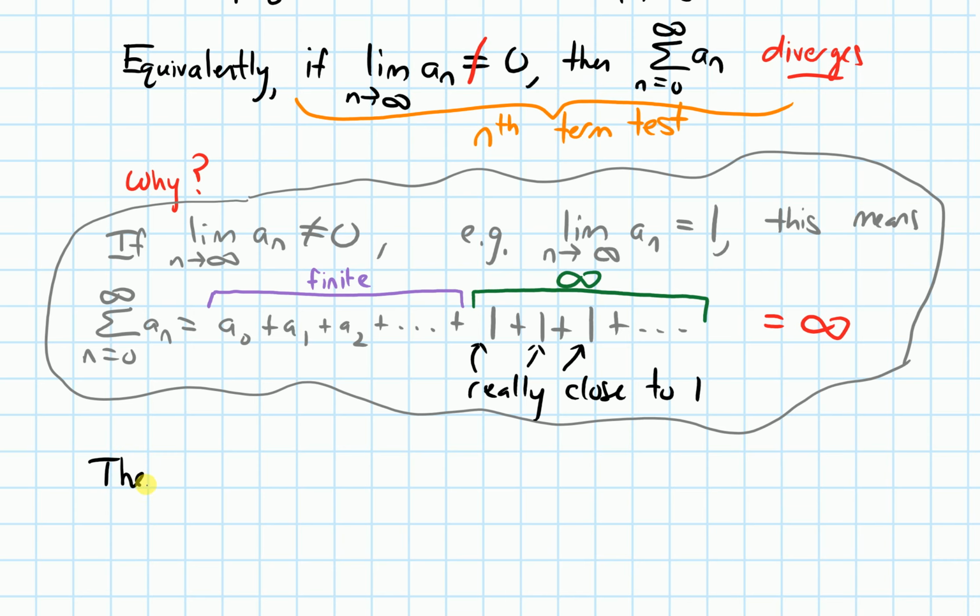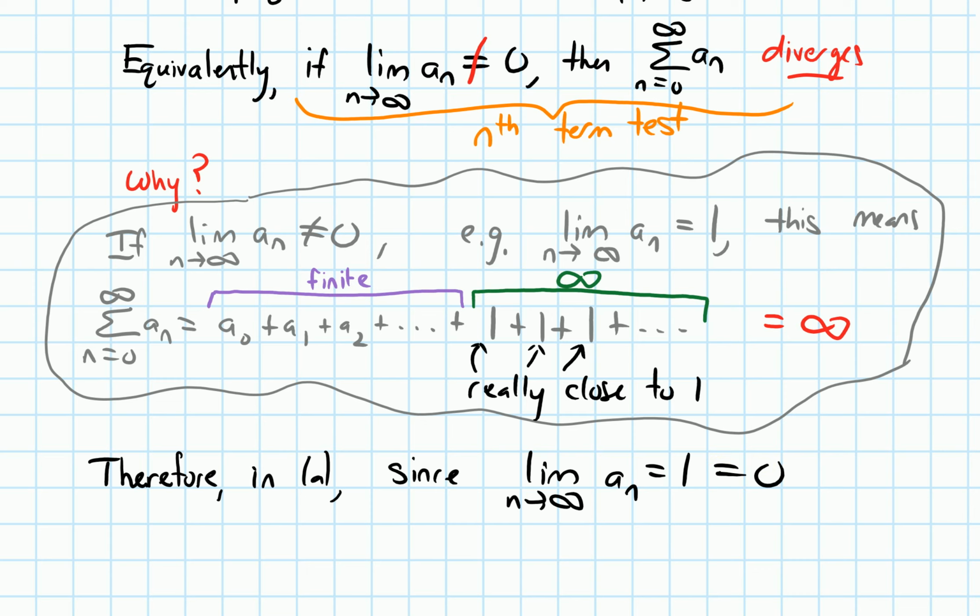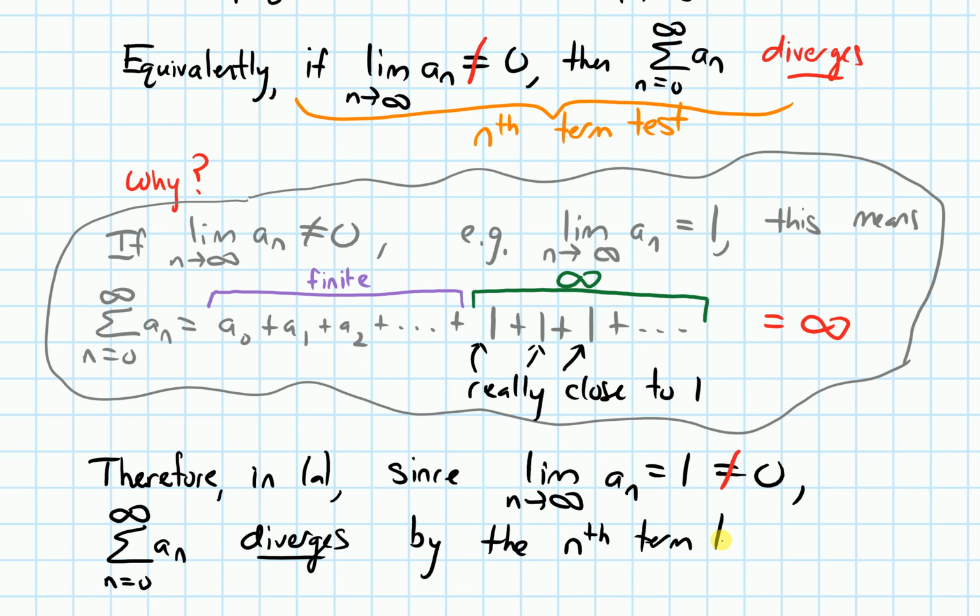Okay, so what's our conclusion now for our problem? Therefore, in part A, since the limit as n goes to infinity of a sub n equals 1, and that's not equal to 0, that means the series from n equals 0 to infinity of a sub n diverges. So the series diverges by the nth term test.